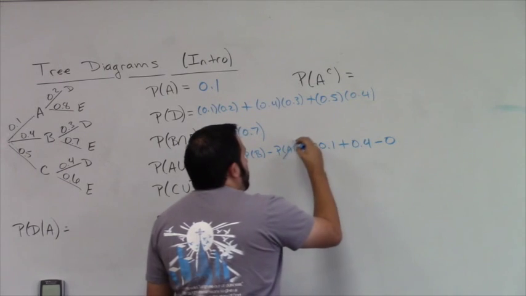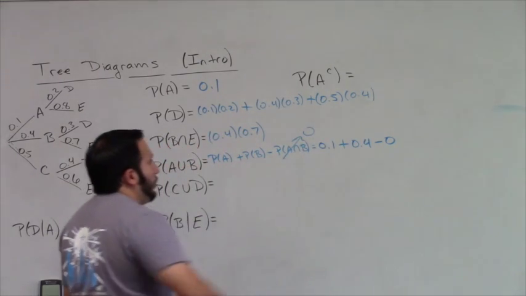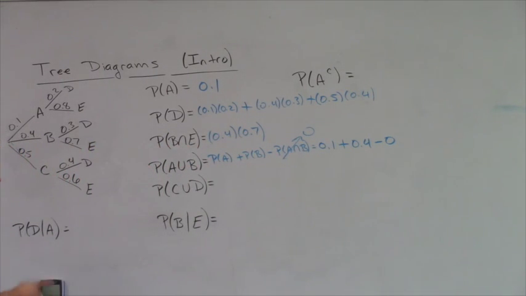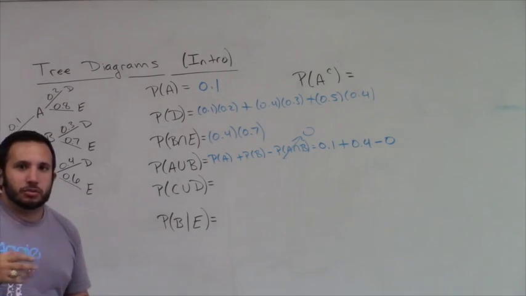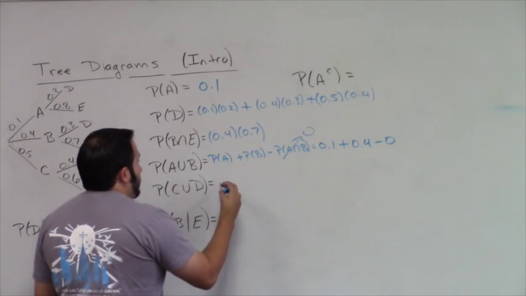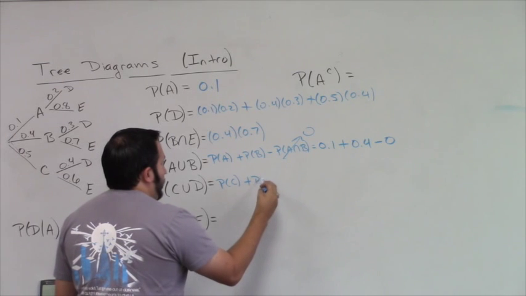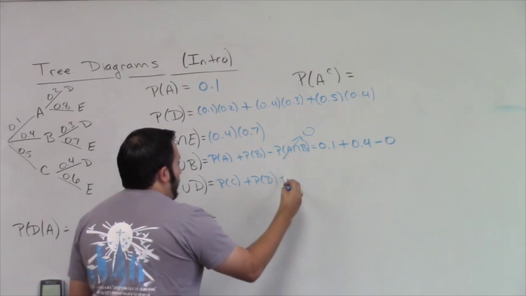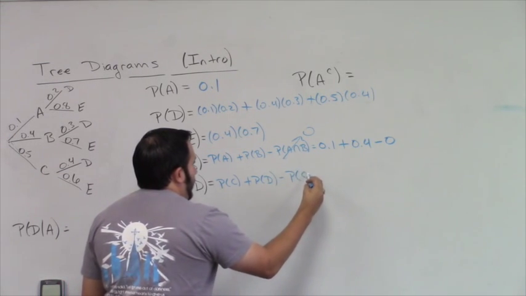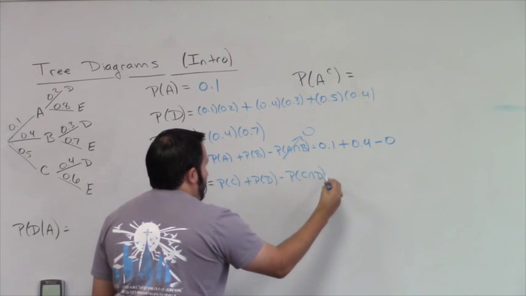It has no intersection, and so it's just the 0.1 plus 0.4. Well, let's take a look at the next one. What if I did C unioned with D? If I want the probability of C unioned with D, this is going to be the probability of C plus the probability of D minus the probability of C intersect D.